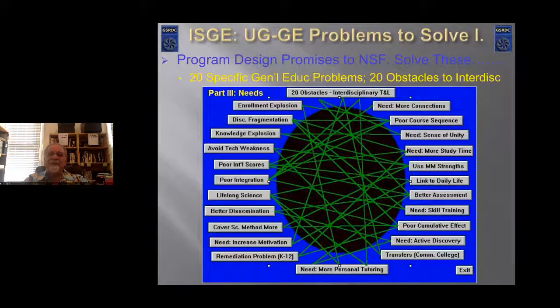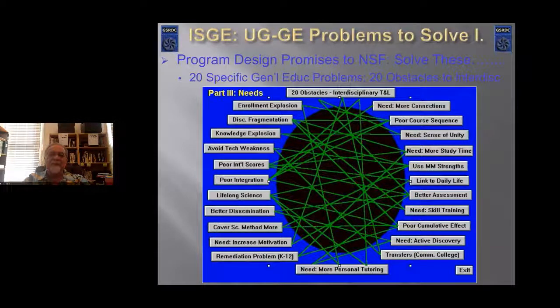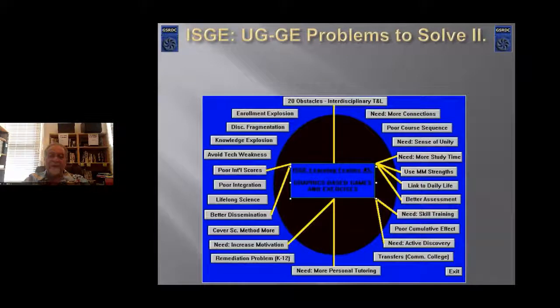20 specific general education problems. So in addition to these, each one of these is actually an active button in our computerized demonstration. These are poor international scores, poor integration, lifelong science, better dissemination, cover the scientific method more, use multimedia strength. All of these need more connections, poor cumulative effect. All of these are GE problems. But this button went to a similar type of slide that showed exactly the other problems for interdisciplinary teaching and learning.